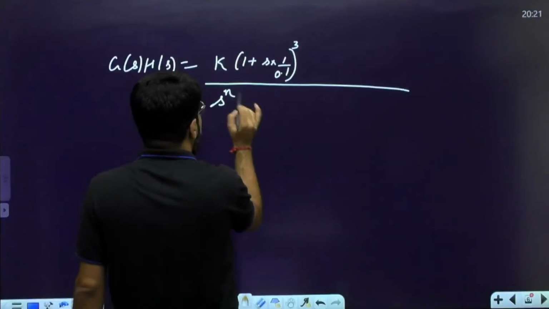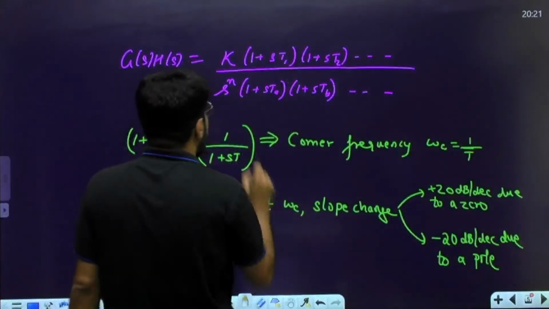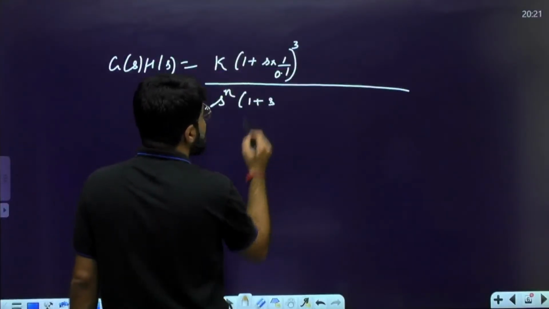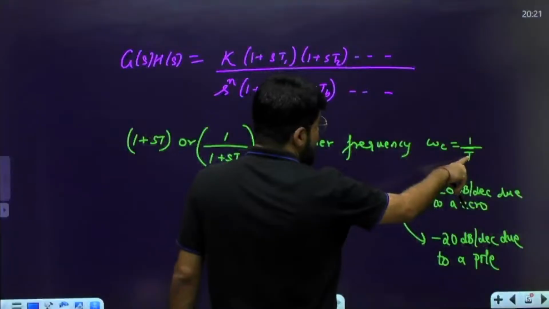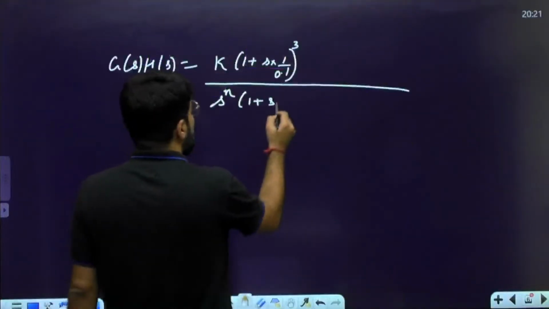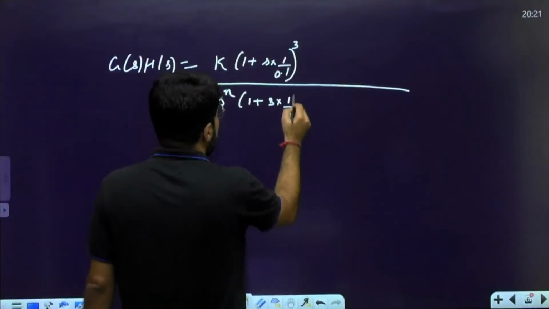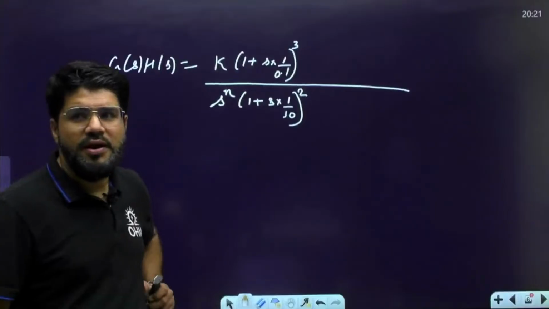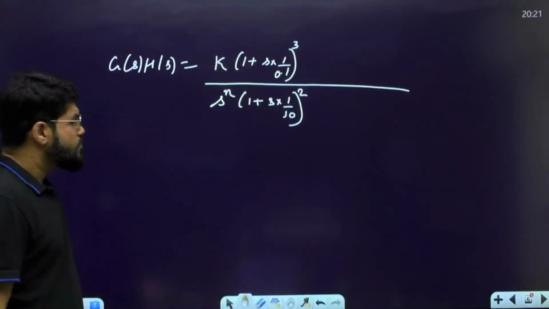Divided by s power n. K and n, just wait, I'll explain that also. Then there are pole terms in the denominator, 1 plus s tau. What is that tau? What is the time constant? 1 upon corner frequency. What is that corner frequency? It is 10. So 1 plus s into 1 by 10. And how many such poles? 2 such poles are there right now, correct?